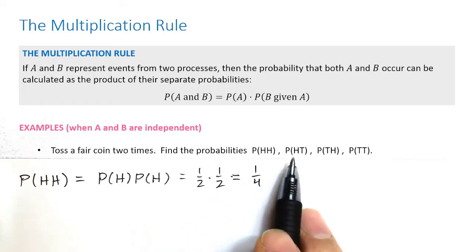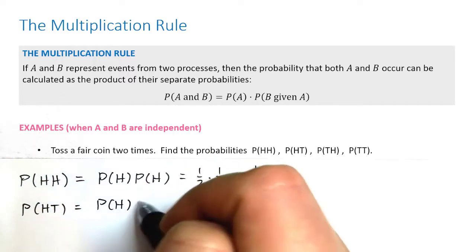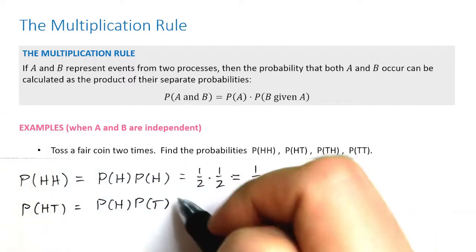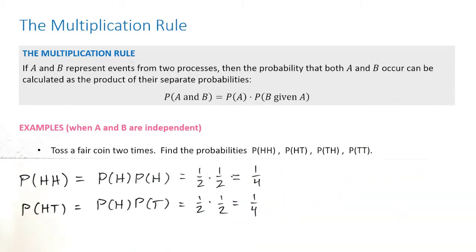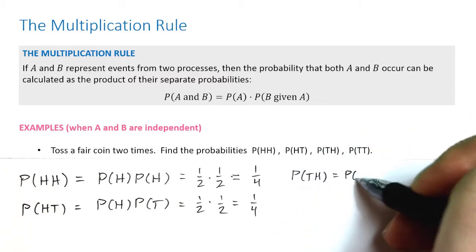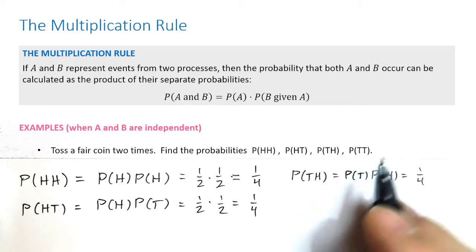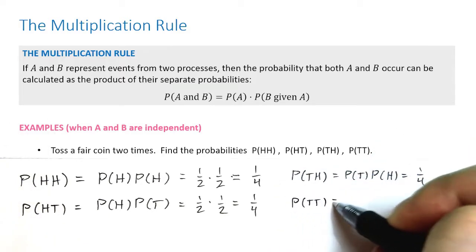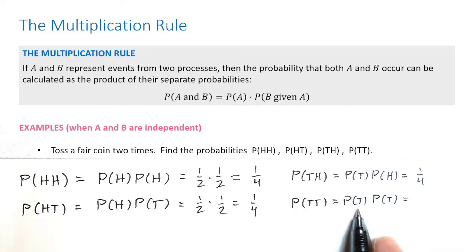Okay, well, what about the probability of heads, tails? Well, that's the probability of heads times the probability of tails, because these events are independent, and that's again a half times a half. That's a quarter. What's the probability of tails, heads? Well, that's the probability of tails times the probability of heads, and that's, again, a half times a half. That's a quarter. And again, tails, tails. All of these are just independent events multiplied together. They each have probability 1/2, and so they're all giving us 1/4.